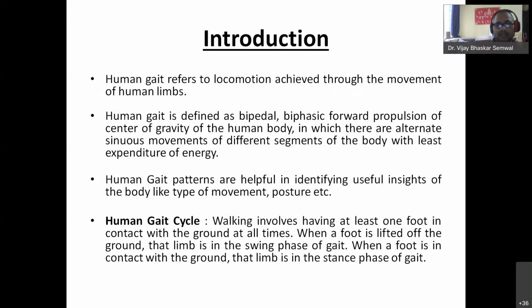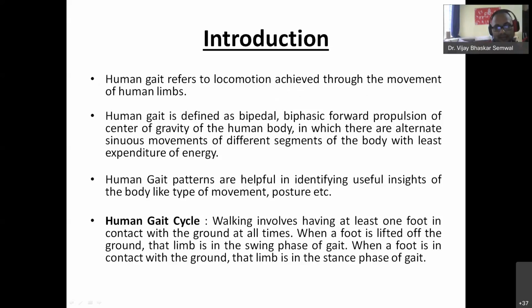Already we are aware, and I expect you know, about gait and walking patterns. Here human gait refers to the locomotion achieved through the movement of human limbs. That means with the help of the left and right leg, whatever motion you are able to generate is defined as locomotion or gait.